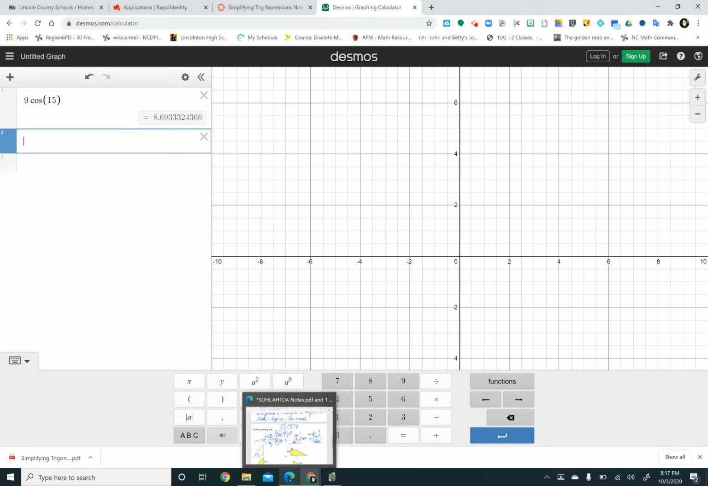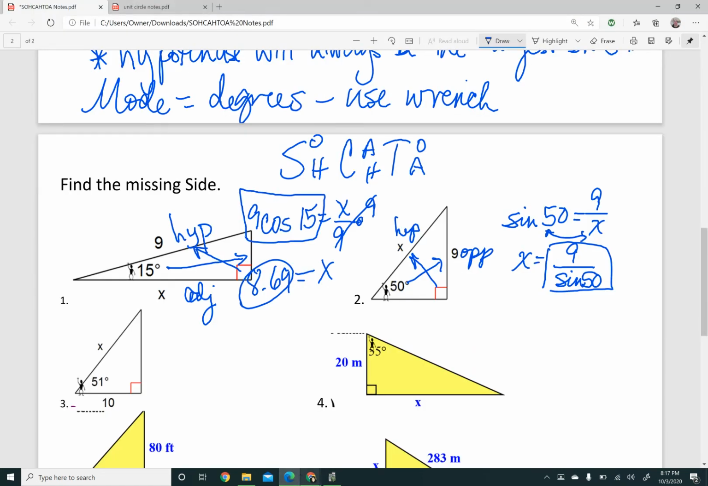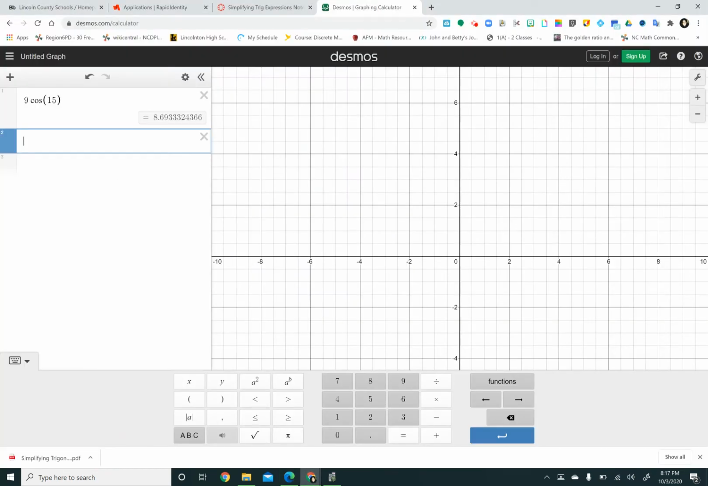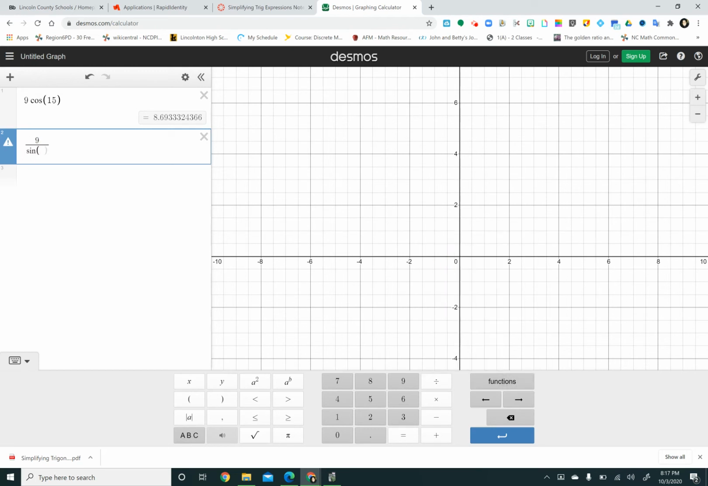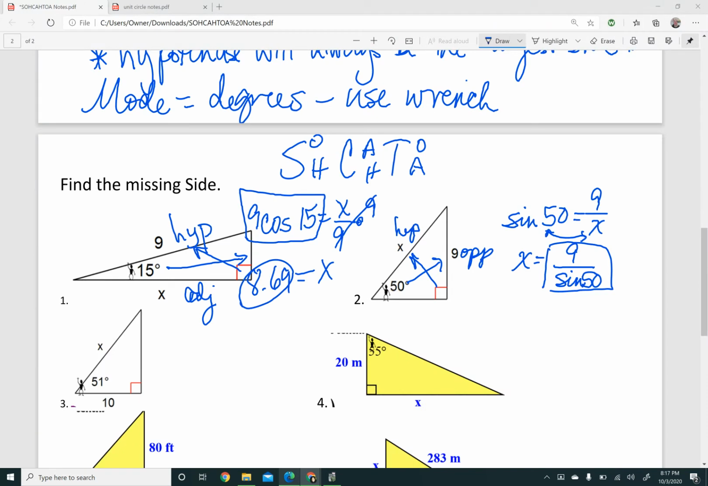So 9 divided by the sine of 50. And so we get 11.75 as our answer.